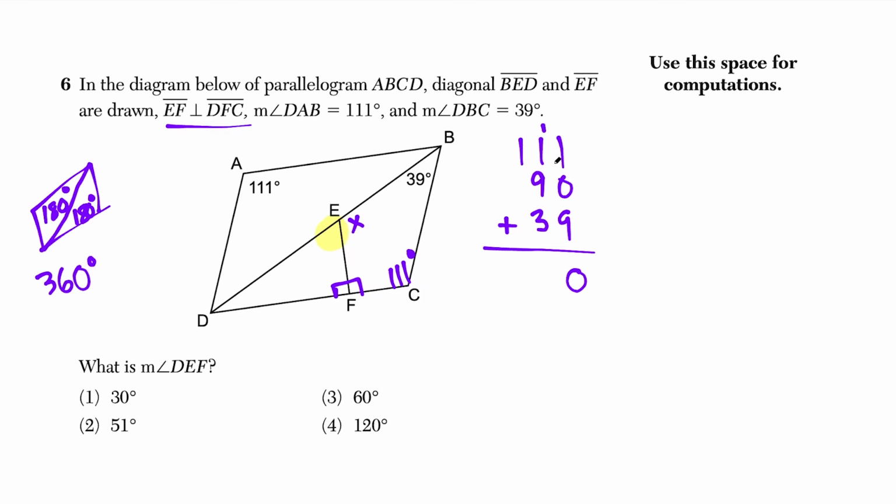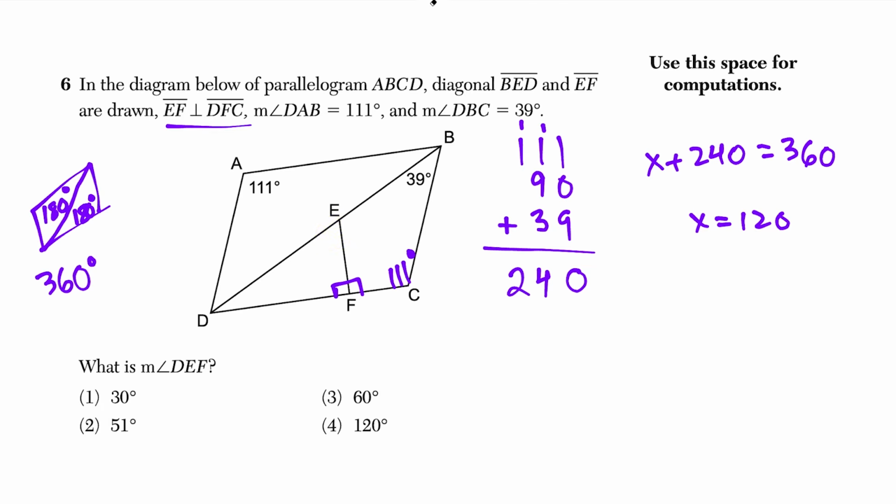So we get 0, carry the 1, we get 4, and we're going to carry the 1 like this, and we get 240. So right now we have 240 degrees, so that means that x plus 240 would have to make 360 degrees. And that tells you that x, if we subtract 240, is 120 degrees. So this x here, now I'll erase this, is 120 degrees.